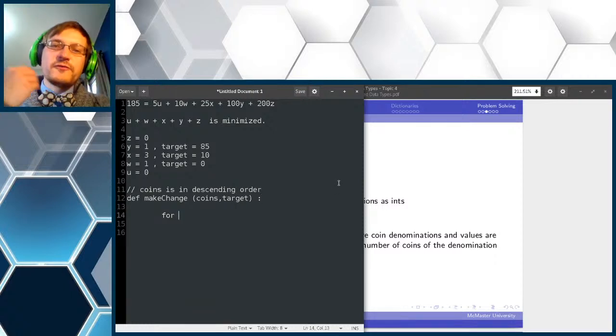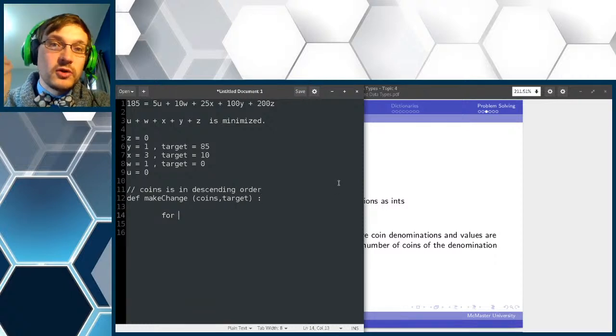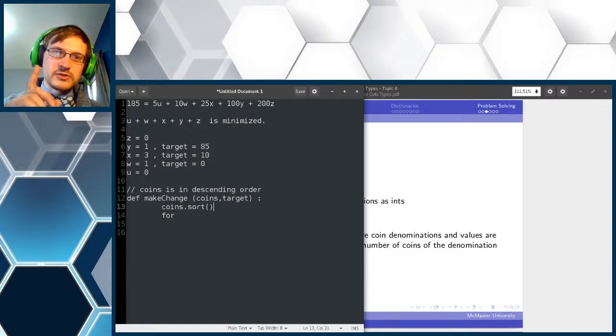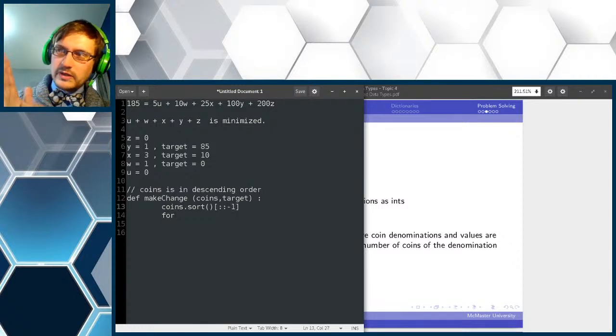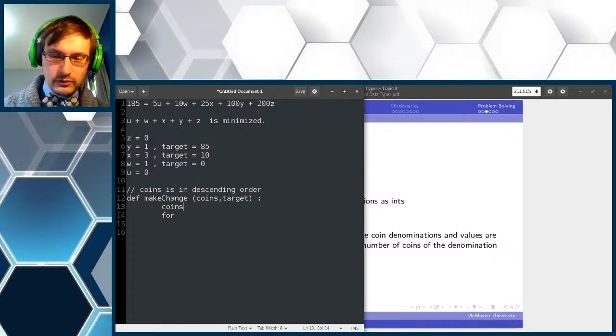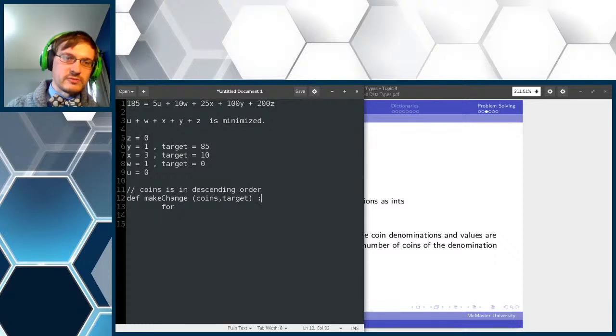Of course, if you don't want to assume that coins is in descending order, then you can always do something like coins.sort. It doesn't work on tuples, but if it were a list, you could do this and then reverse it, and that would put the coins in descending order, because sort puts things in ascending order. But we're going to assume that they're already that way.